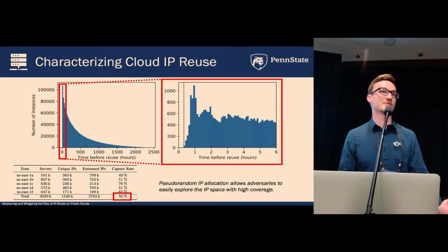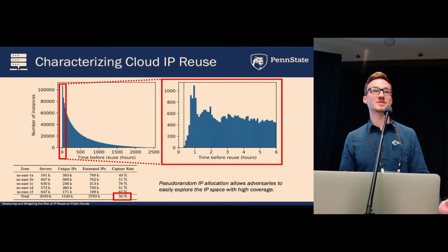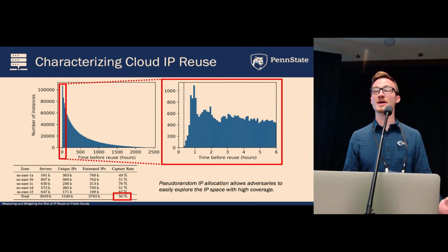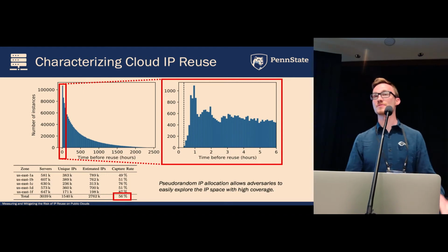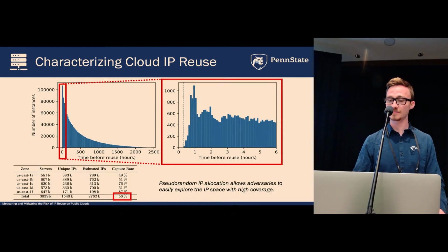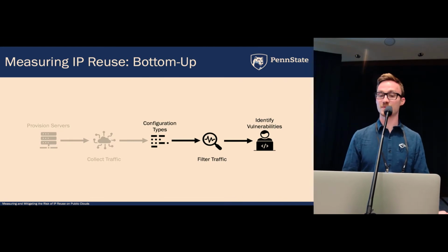This leads us to a couple of conclusions. As we saw, the pseudo-random nature of allocation allows adversaries to easily gain high coverage of the pool, and there's little time for tenants to correct latent configuration before adversaries can discover and exploit it. Next, let's look at the configuration types that we studied in our measurement.